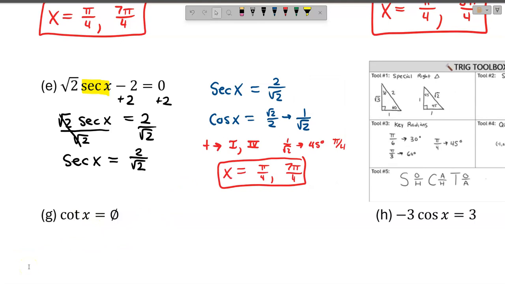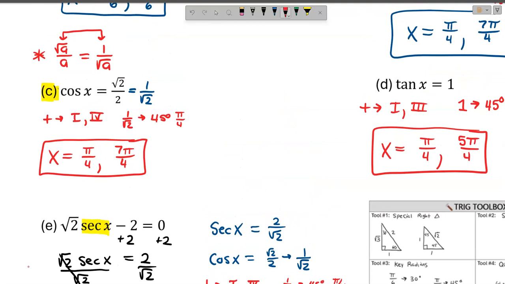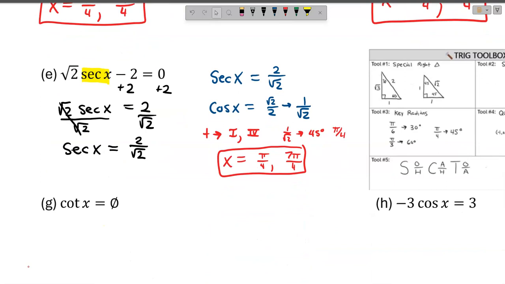Welcome back. My hope is if you saw this, we've already talked about reciprocals, so my first step here was to turn the secant into a cosine equation. Cosine of x is equal to root 2 over 2. Now this should ring a bell because back in letter C, we solved that exact equation. Cosine x is root 2 over 2. So as we noted, that's actually the unsimplified radical of 1 over root 2, which is positive in quadrants 1 and 4, and 1 over root 2 is the cosine when you have 45 degrees. So once again, we got answers of pi over 4 and 7 pi over 4.